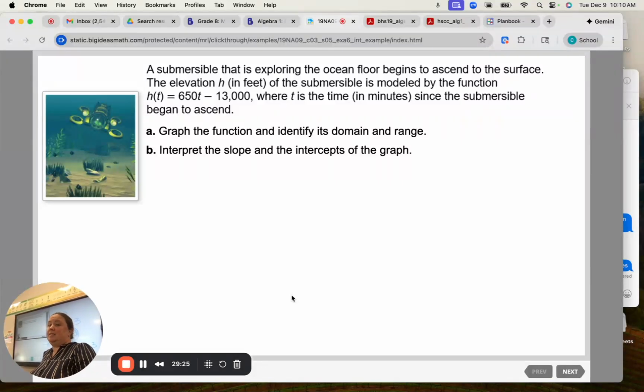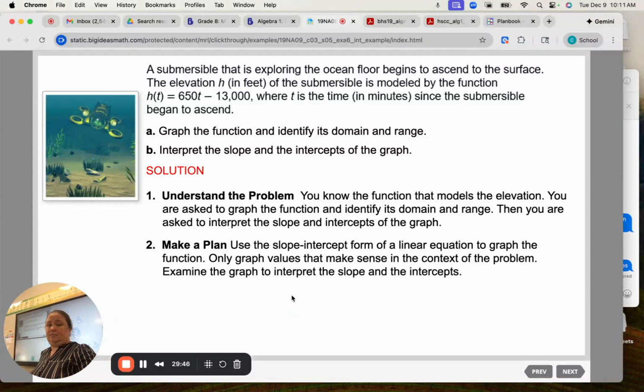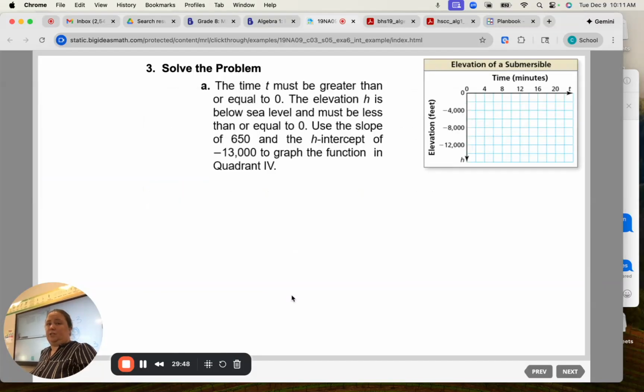Here we go. A submersible that is exploring the ocean floor begins to ascend to the surface. The elevation h in feet of the submersible is modeled by the function h of t equals 650t minus 13,000, where t is time since it began to ascend. Graph the function and identify its domain and range, and then interpret the slope.